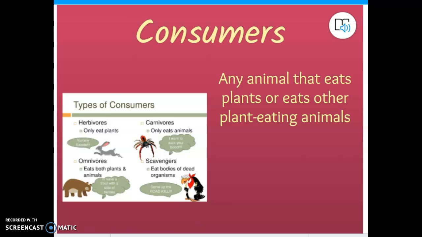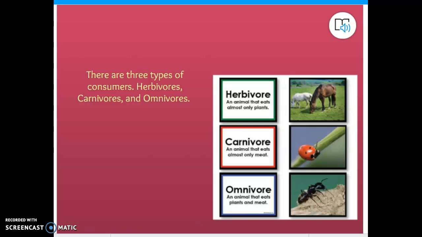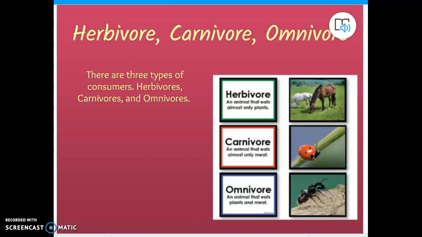We talked about consumers. And I know that people got confused with this because it says if it eats plants, if it eats other plant-eating animals, or if it eats both. Basically, if you eat something, you are consuming something. You are consuming something, which means you are a consumer. Now, depending on what you eat, that is how you are defined. So consumers are defined by what they eat. We have 3 types of consumers: herbivore, carnivore, and omnivore.